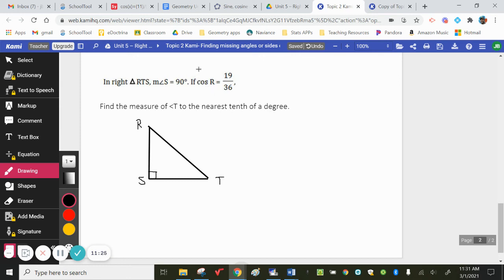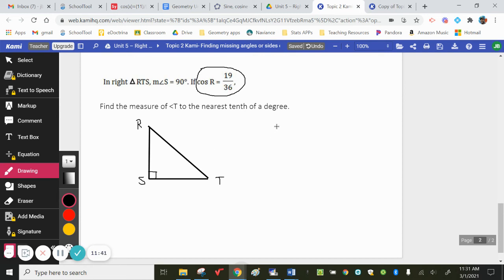Now, the information I'm given is this fact right here. It says the cosine of R is a ratio of 19 to 36. Well, let's see, how is this going to be helpful in determining the measure of angle T? There are two things I could do right now in order to do that.